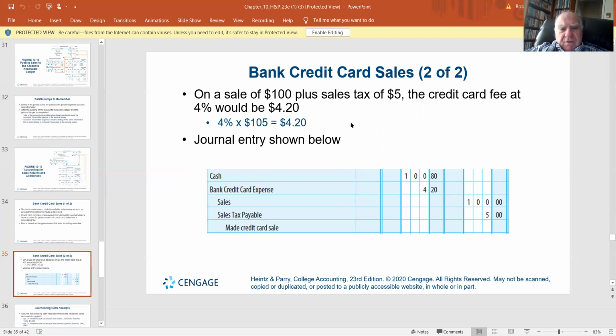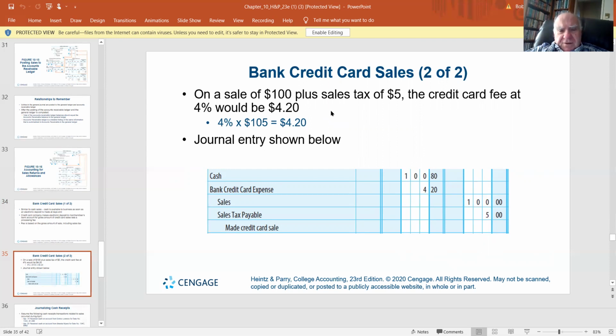Bank credit card sales. Let's see what we have here. We sold merchandise for $100 plus the sales tax of $5. The credit card fee was 4%, or $4.20. They're charging the fee on top of the sales tax as well. I didn't know that, but it's something I learned here.